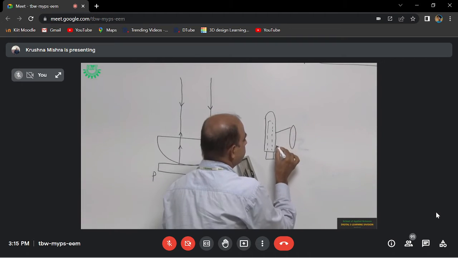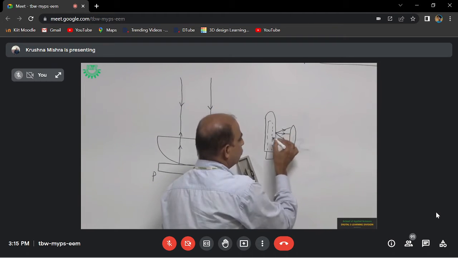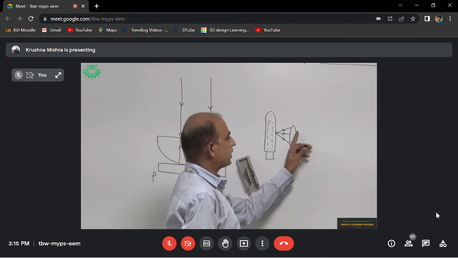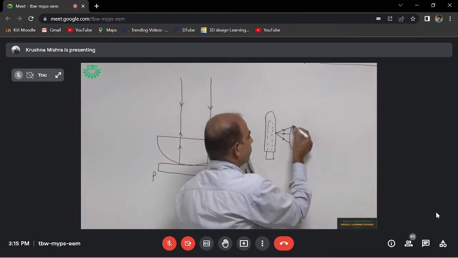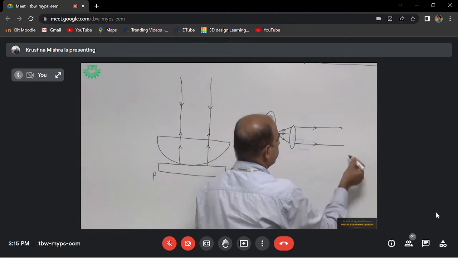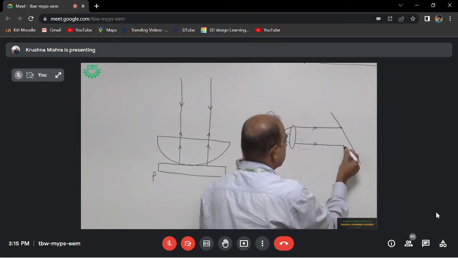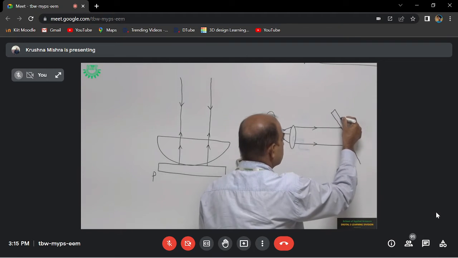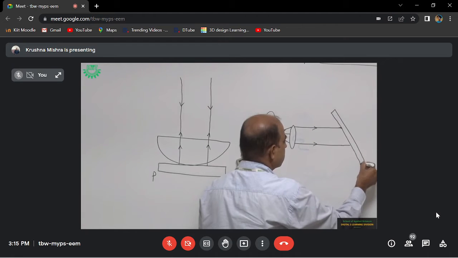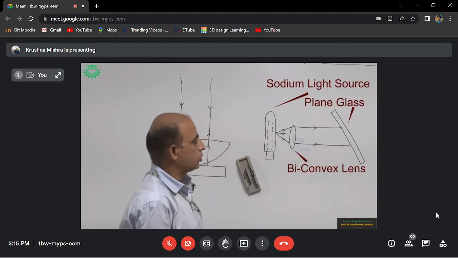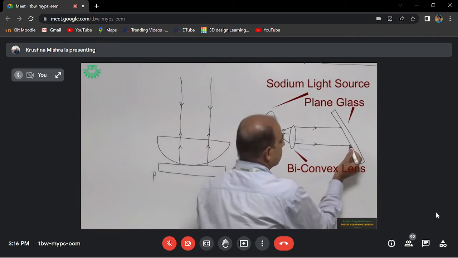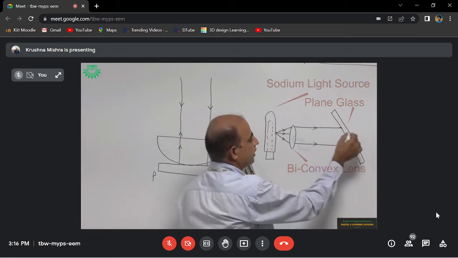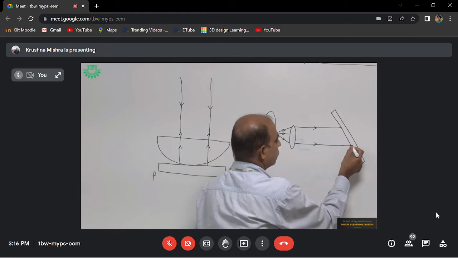Then light goes in a scattered way, as the lens is kept, it sends parallel beam of light and it is incident on a glass plate here, which is kept exactly at 45-degree inclination to the vertical. And after it is incident here, then reflection takes place.